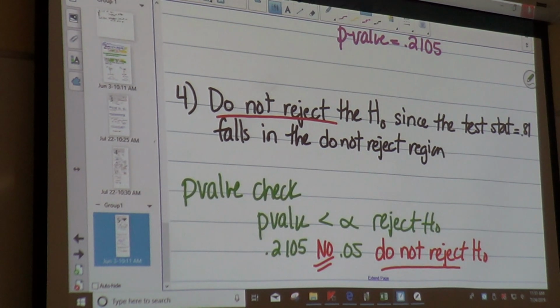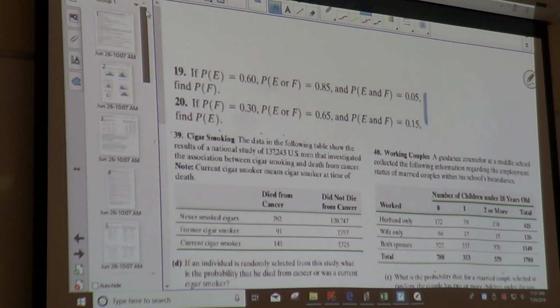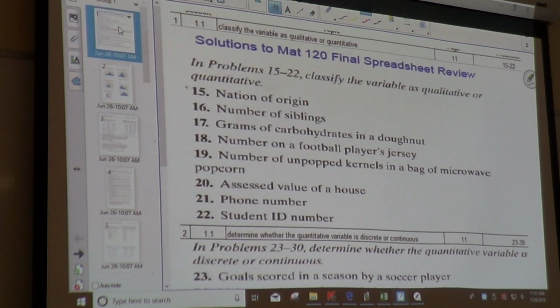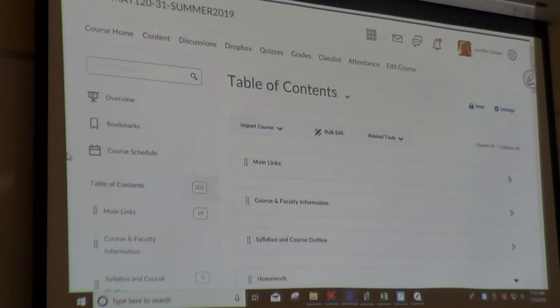Okay? Now, what we're going to do the rest of the class is start looking at the review spreadsheet. The way I got to this, under those little tabs, there's a tab called Final Exam Information. Under that Final Exam Information button, there are 3 things. There's the spreadsheet, like I've given you for every single test. That spreadsheet has 33 questions.